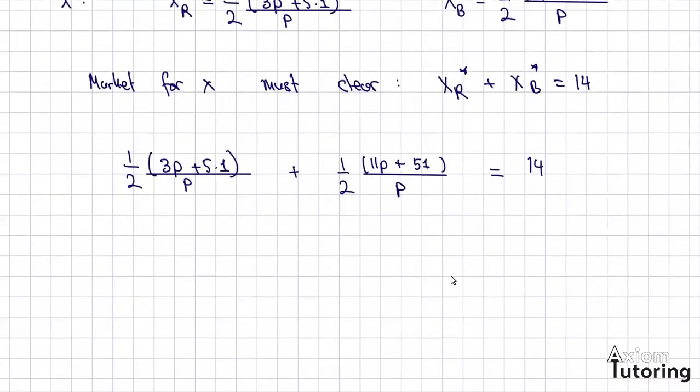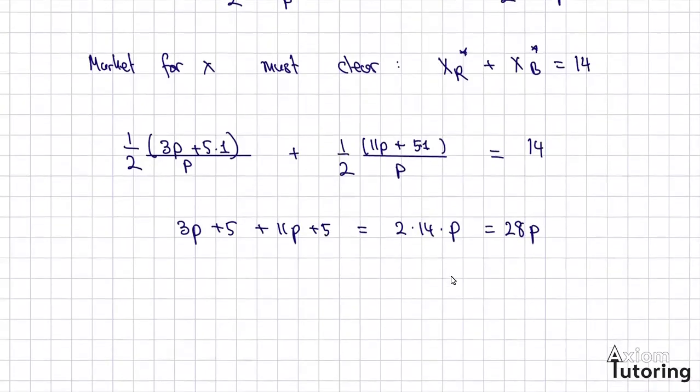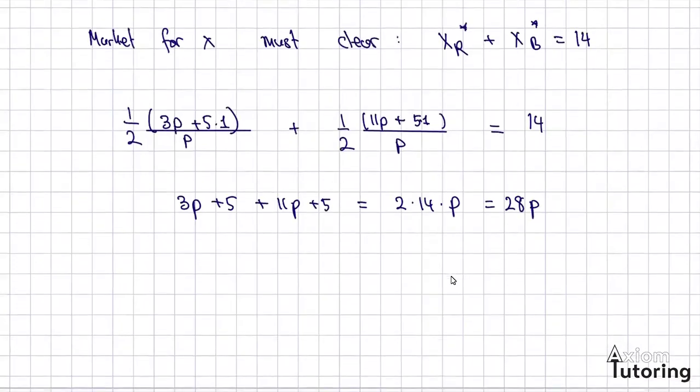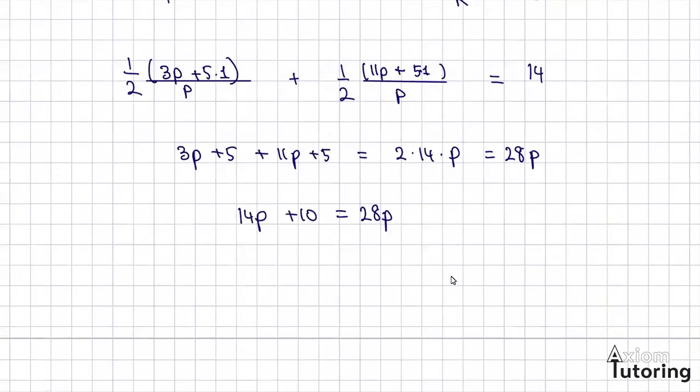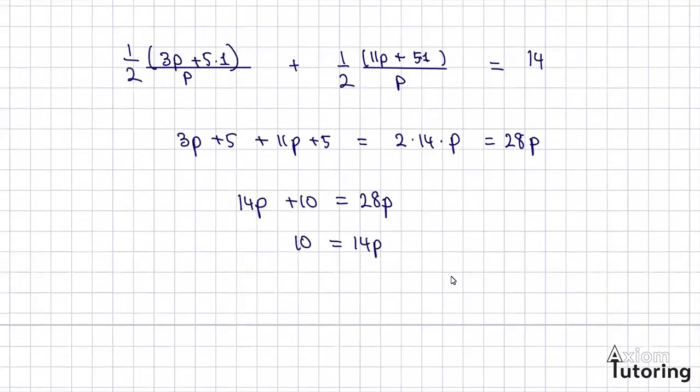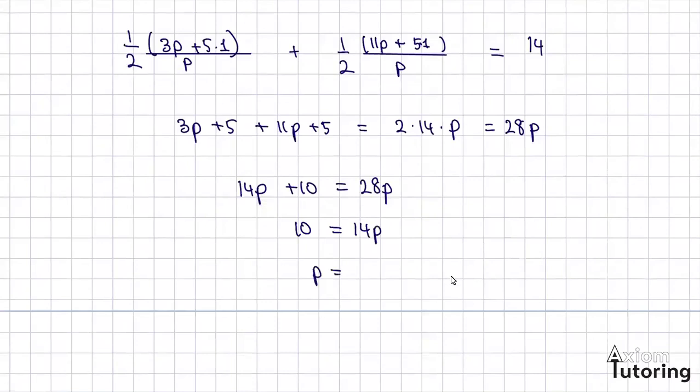Multiply everything by 2p, we'll have 3p plus 5 plus 11p plus 5 is equal to 2 times 14 times p, or 28p. And this is a simple single variable problem, so you should easily be able to solve this. So we have 14p plus 10 is equal to 28p. 10 is equal to 14p. P is equal to 10 over 14, or 5 over 7.